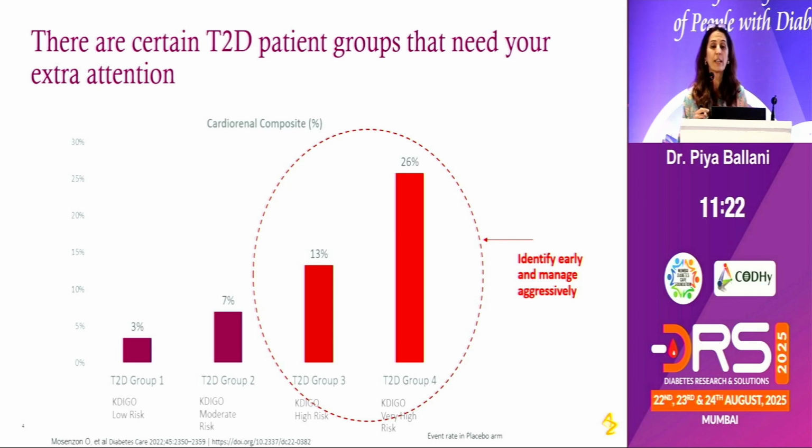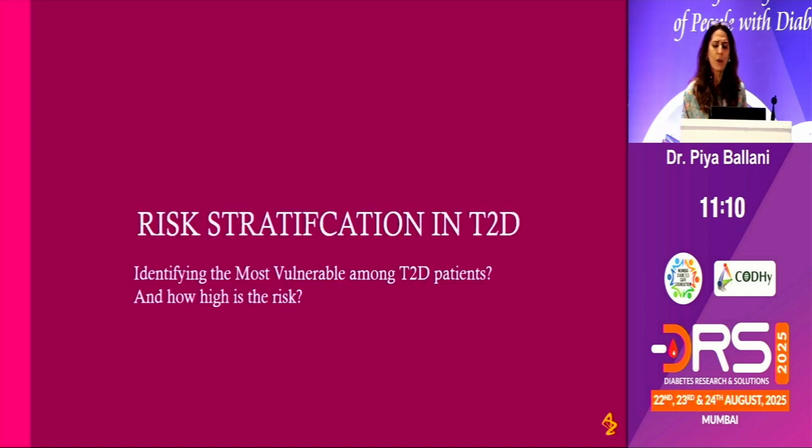The point here is that A1C control alone, glycemic control alone, is not our job. We need to understand that this set of patients needs special and different care. Risk stratification in type 2 diabetes is not only about checking those 20 boxes, whether I have this risk or that risk. What we are trying to identify is a more vulnerable population amongst our patients with type 2 diabetes. How high is the risk?